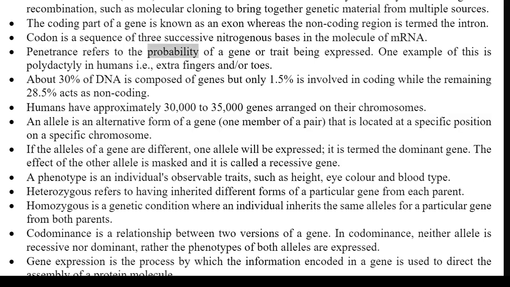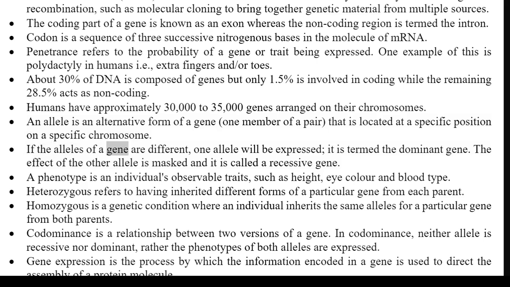Penetrance refers to the probability of a gene or trait being expressed. One example of this is polydactyly in humans, i.e., extra fingers and or toes. About 30% of DNA is composed of genes, but only 1.5% is involved in coding, while the remaining 28.5% acts as non-coding. Humans have approximately 30,000 to 35,000 genes arranged on their chromosomes. An allele is an alternative form of a gene, one member of a pair, that is located at a specific position on a specific chromosome.